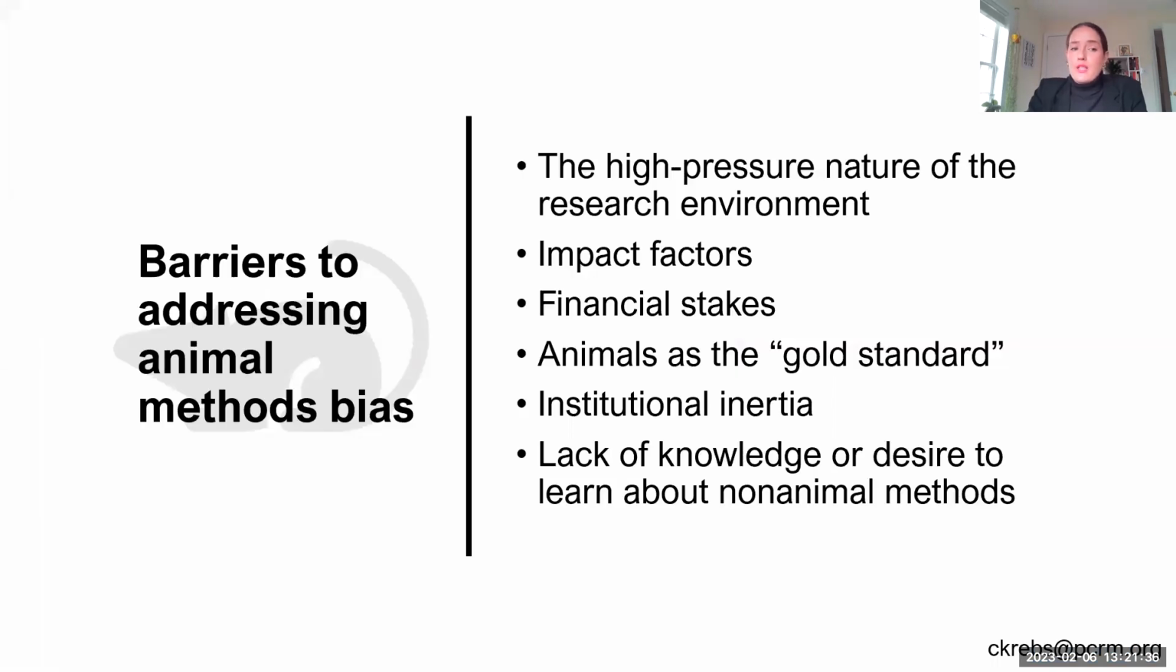Some barriers to addressing animal methods bias that were identified by workshop participants were the high-pressure nature of the research environment, impact factors again, financial stakes, animals as the quote-unquote gold standard, institutional inertia, and a lack of knowledge or a desire to learn about non-animal methods.